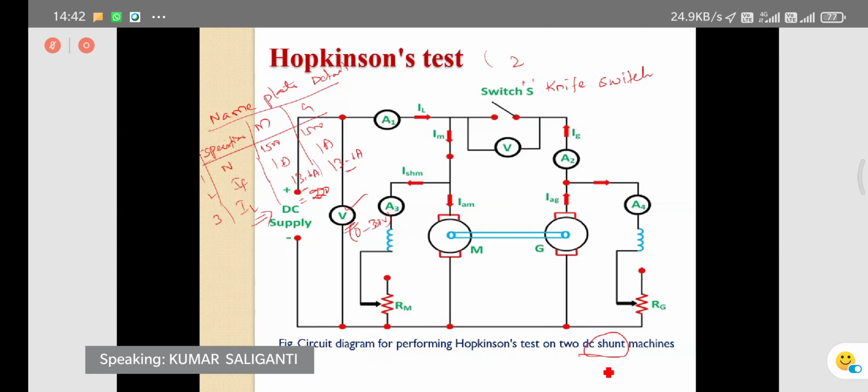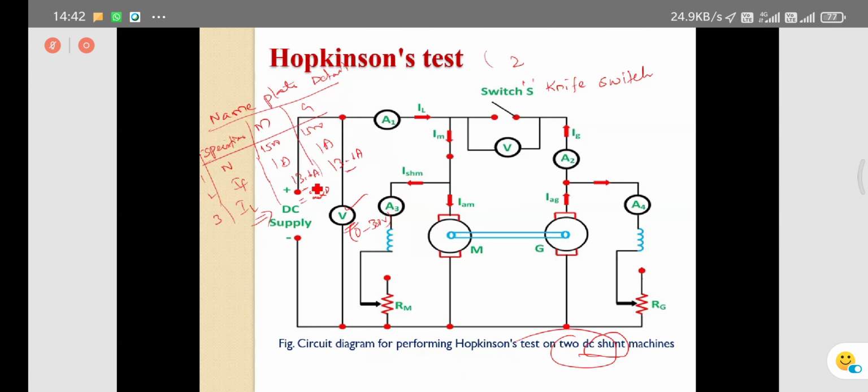These are the two identical machines, that's why you have to take the same rating here. Even though it is a generator, you have to consider it as before, that is a motor, based on the field strength. So the motor which behaves as a generator, that's why I have considered the 13.6 here.